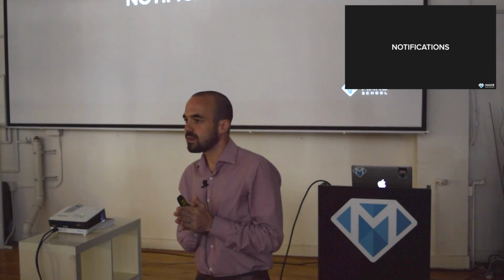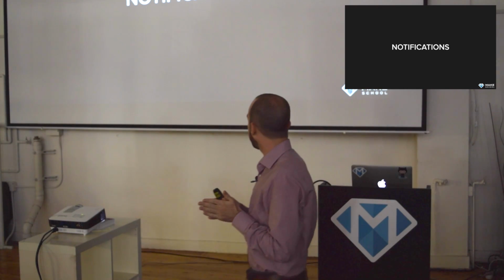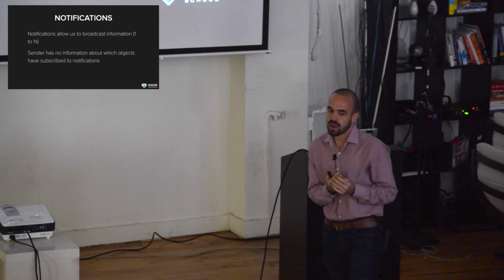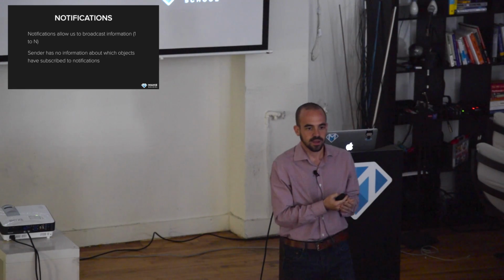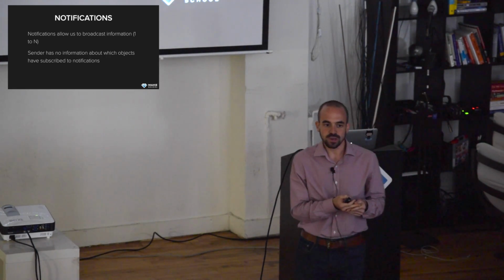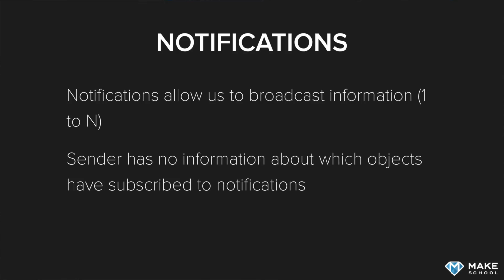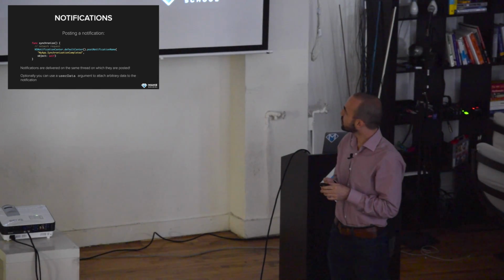So, notifications. Notifications is one of the things you maybe have not used before. Notifications are useful if you want to have one-to-N communication. All the ones we use so far are usually used for one-to-one, where one type is talking to one another. Notifications allow you to broadcast information. And any class, any type in your app can subscribe to these notifications without you having to know about it.